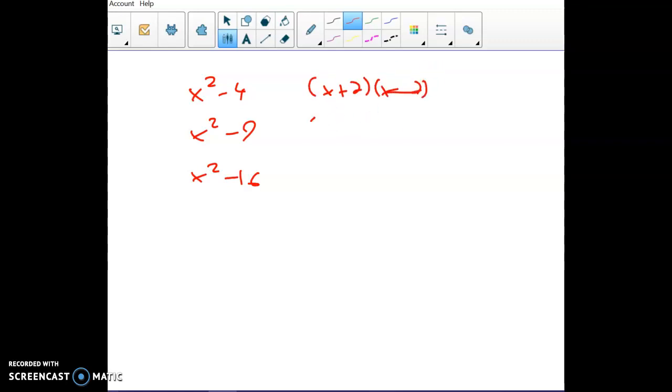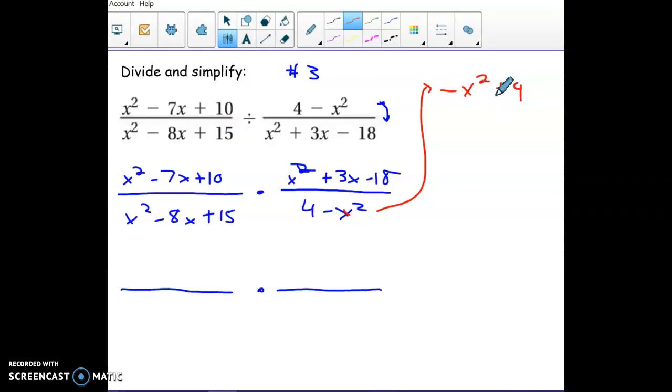Sorry, my computer's not writing very well here. X plus 3, x minus 3. Ugh, what a mess. This one is x plus 4 and x minus 4. Sorry for the terrible handwriting there, but my computer's all messed up. So anyways, the idea is we want to make this look like that.